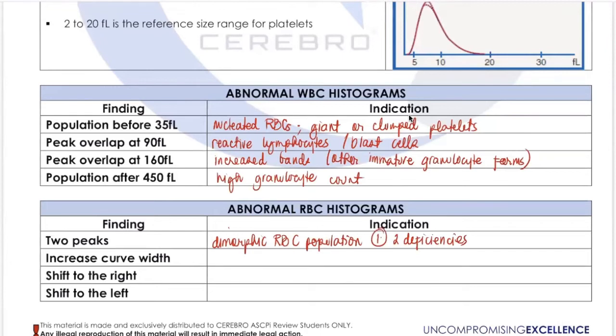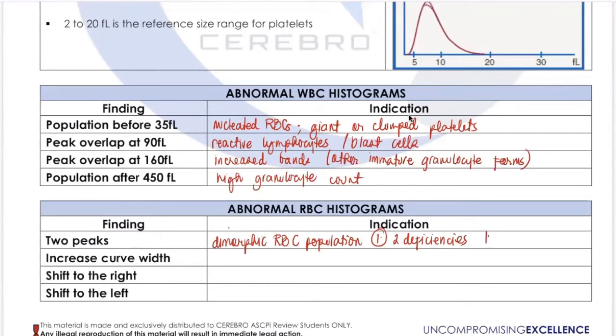red blood cells. So, for example, unlucky if you have this, let's say you have iron deficiency anemia and at the same time you have a vitamin B12 deficiency. We know that IDA would result in microcytic red blood cells and the vitamin B12 deficiency would result in macrocytic red blood cells. So that's one possible reason for having a dimorphic RBC population.